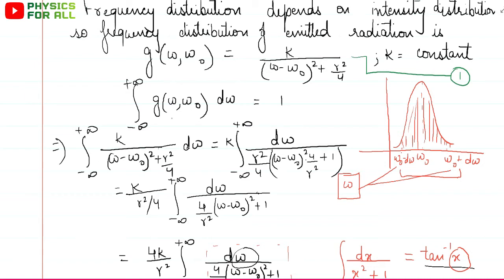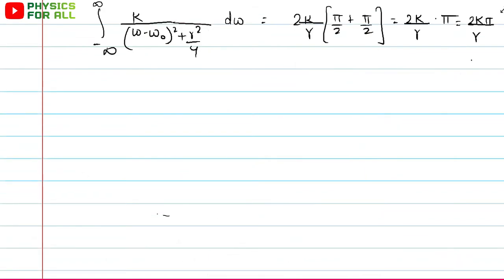And we started with this thing. We put g omega omega naught d omega as this quantity. Now we have solved it. Basically, the solution that we have obtained is equal to 1 since we are solving a normalization condition. Now we can write, this implies 2k pi by gamma is equal to 1, which further implies k is equal to gamma upon 2 pi.